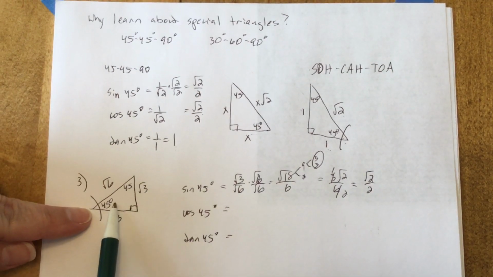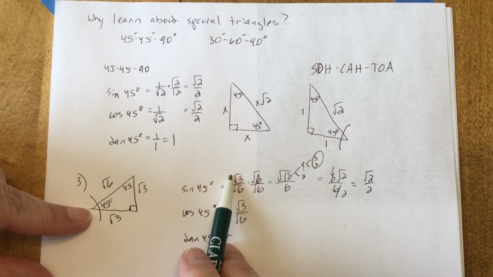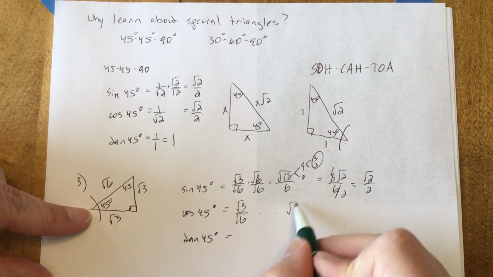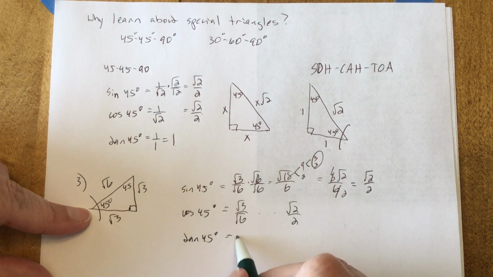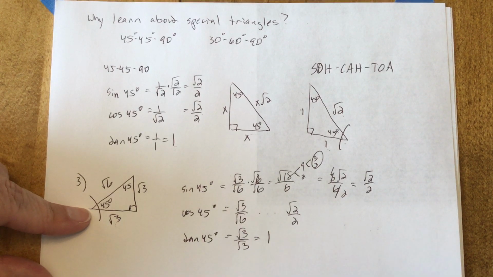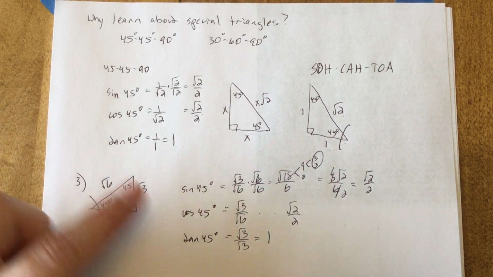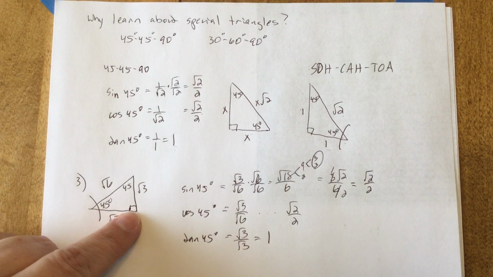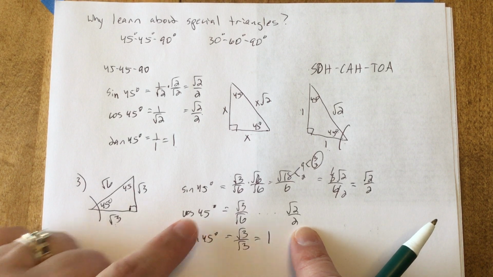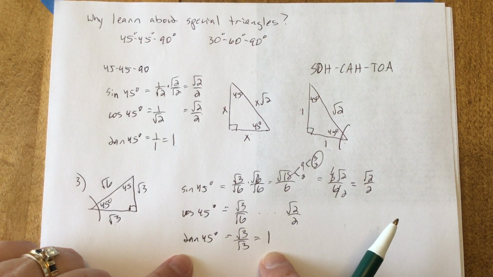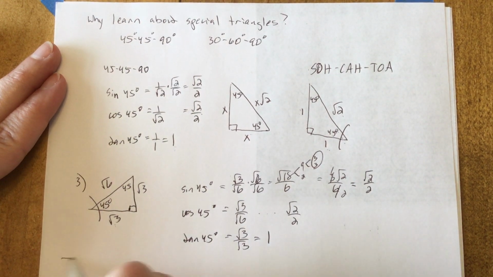Okay, cos of 45 is adjacent over hypotenuse. Well, that's the same thing. I'm not going to do all that work again. And then tangent of 45, opposite over adjacent. Well, same thing on top, same thing on the bottom. That equals 1. So no matter what triangle you have, no matter what the sides are, as long as it's a 45, 45, 90 triangle, the sine of 45 is always root 2 over 2, the cosine of 45 is always root 2 over 2, and the tangent of 45 is always 1. Okay? All right, let's do the same thing with a 30, 60, 90.